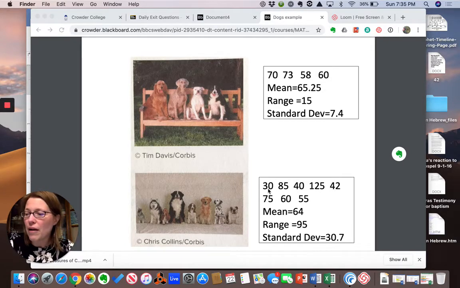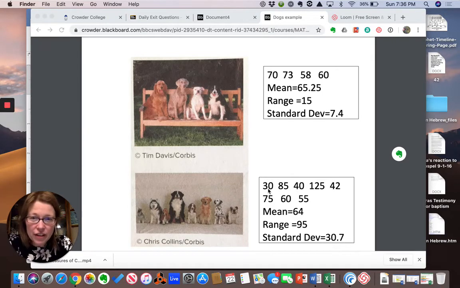When we talk about measures of variation, we're talking about how spread out the data is. Range is one measure of variation that describes it very straightforwardly.